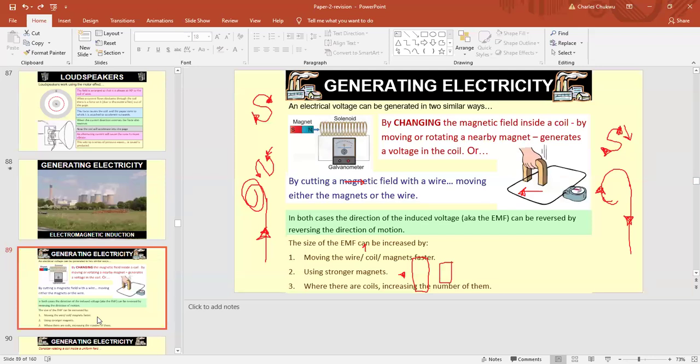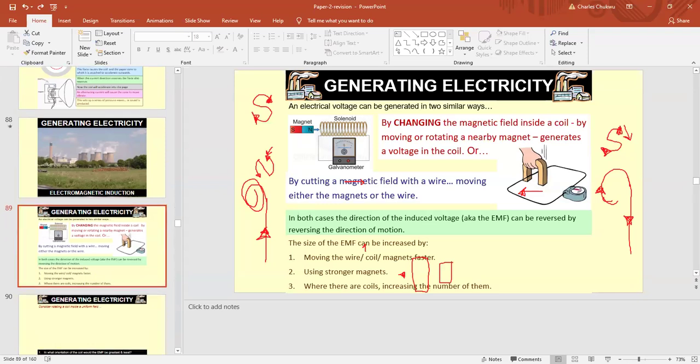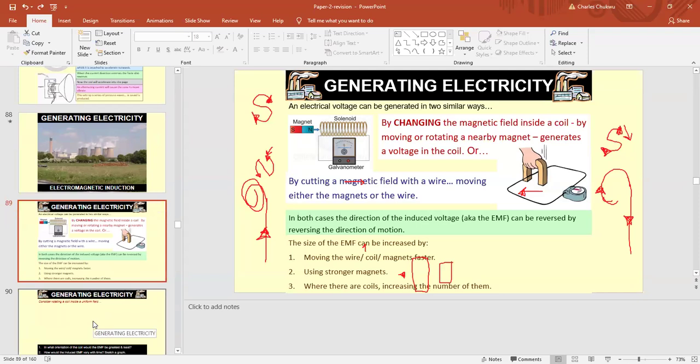Running out of time. Okay. All right. So I think you said you stopped at generating electricity, right? Yes. So have you done this one or you are yet to do it? I think that's the one that I've stopped at. Okay, that's the one you were just about to do, right? Yeah. Okay.